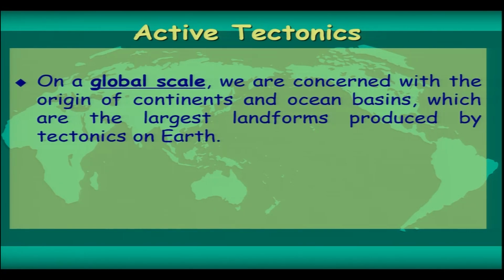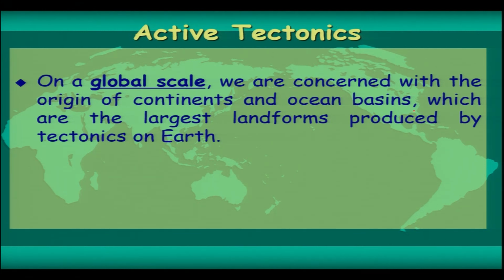Further, on a global scale, we are concerned with the origin of continents and ocean basins, which are the largest landforms produced by tectonics on Earth. So, we were looking at the distribution of the lithospheric plates, either continental or oceanic, which have resulted in the formation of different landforms, either elevated portions or depressions. So, we talk about the basins.